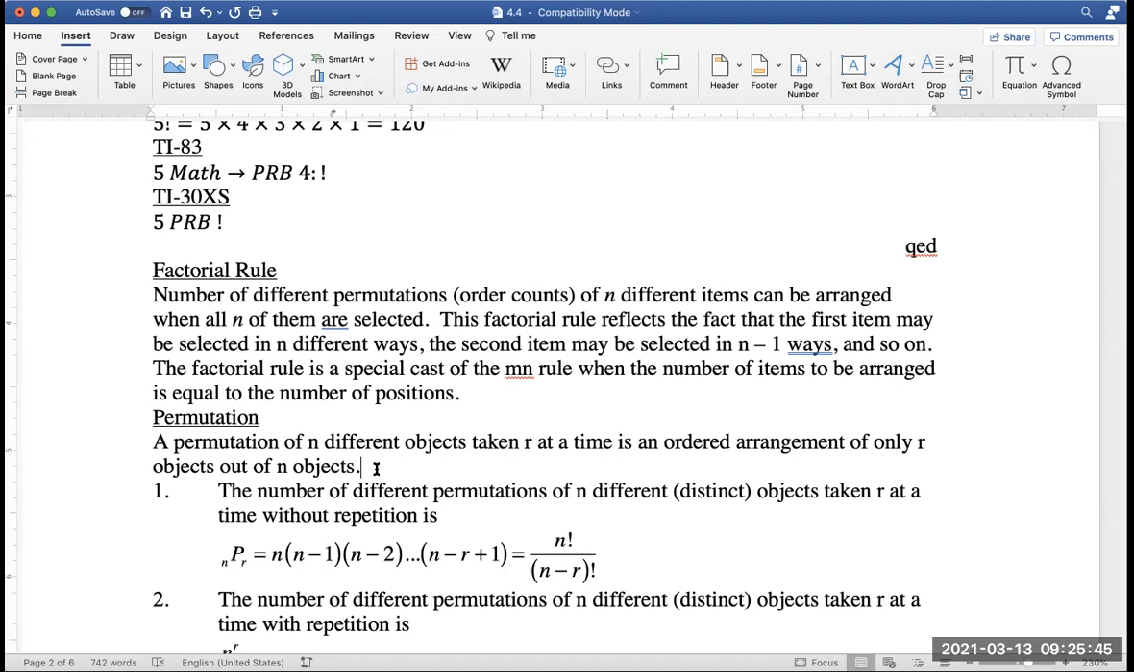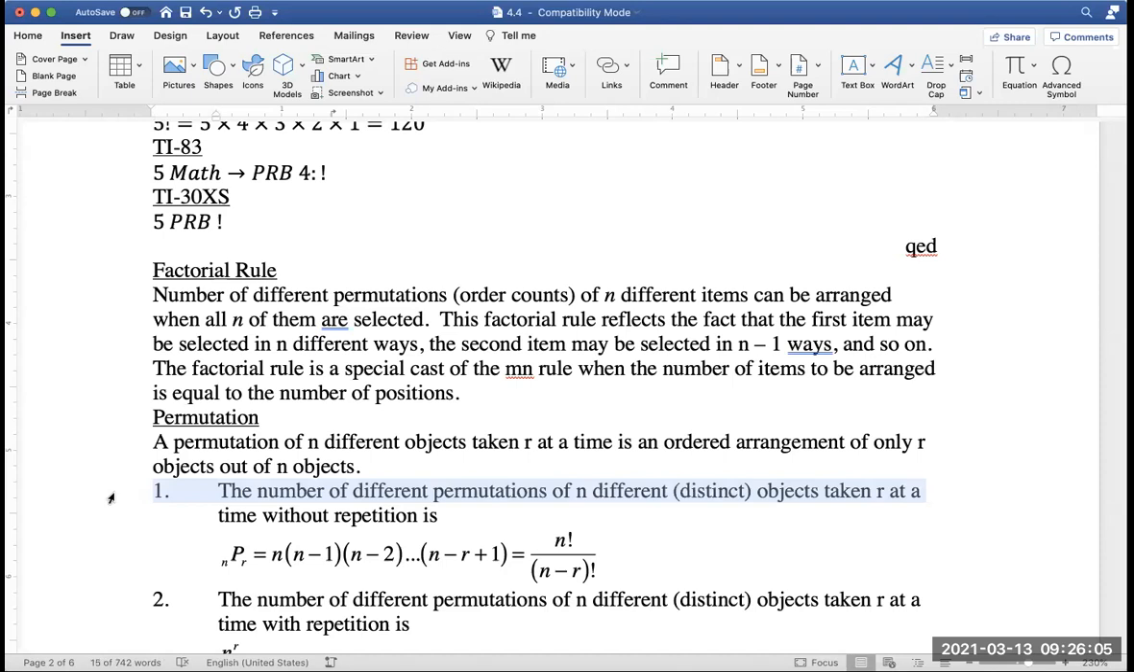Well, for the first book, you can choose any one of the 10. For the second book, since you can't choose the same book, there are only 9 remaining. And for the third book, there's only 8 to choose. So it'd be 10 times 9 times 8.